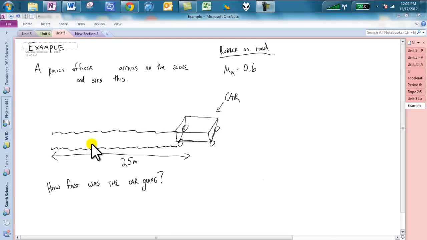We are looking at Unit 5, and this is the example after our friction lab. So we have these new friction equations. How do they work? What are some other big pieces? We're going to talk about that right now.